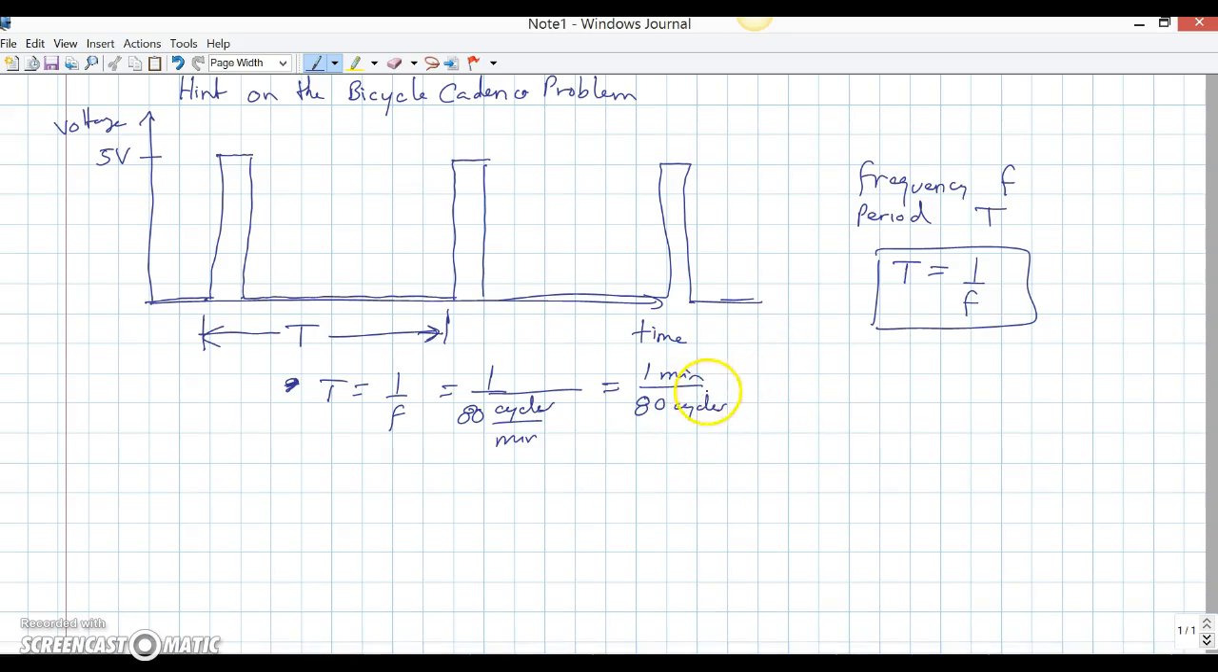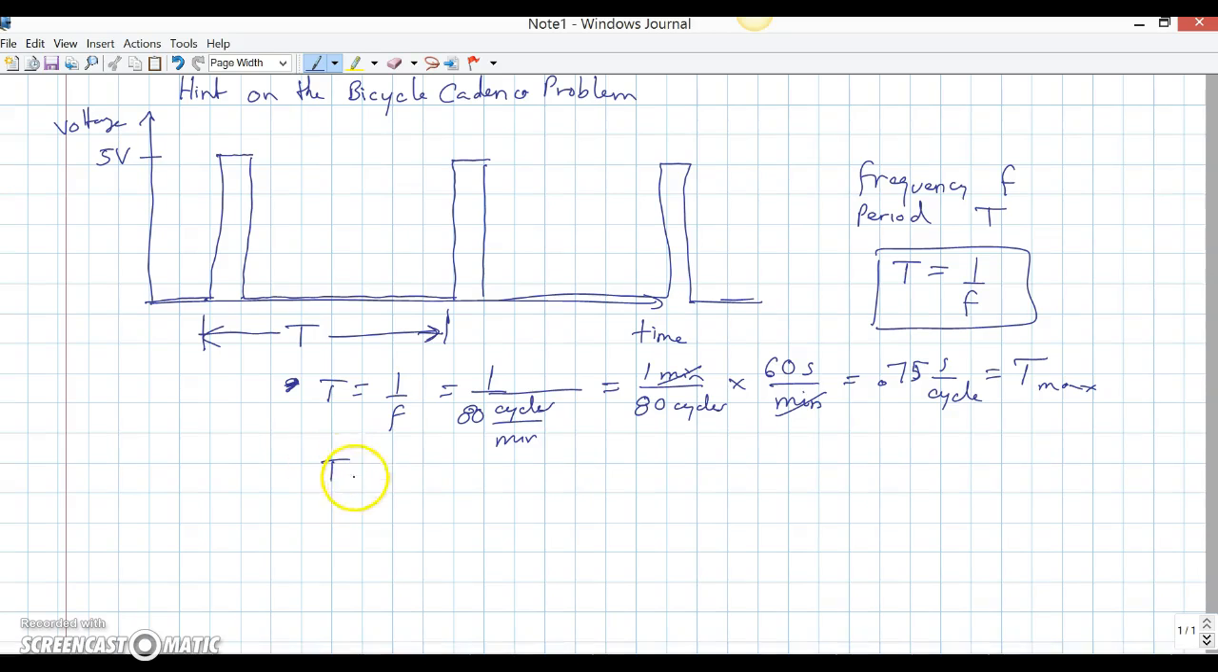The period is measured in terms of time per cycle. The microcontroller doesn't measure minutes very well, but it does measure seconds. So we're going to do a little unit conversion here. We know that there are 60 seconds in a minute. So we can cancel minutes, and we wind up with 60 over 80, or 0.75 seconds per cycle. That's the period associated with 80 cycles per minute. That winds up being the maximum period we would expect to see, or that would be acceptable.